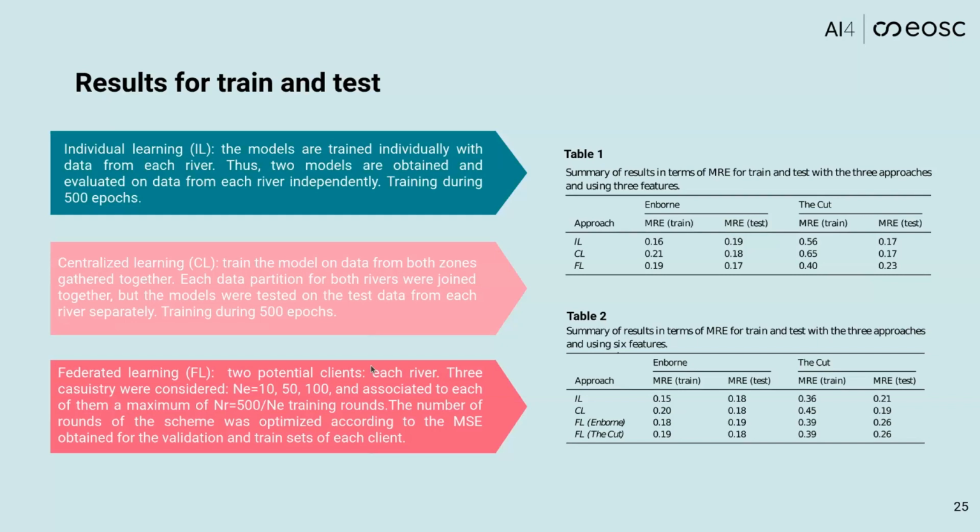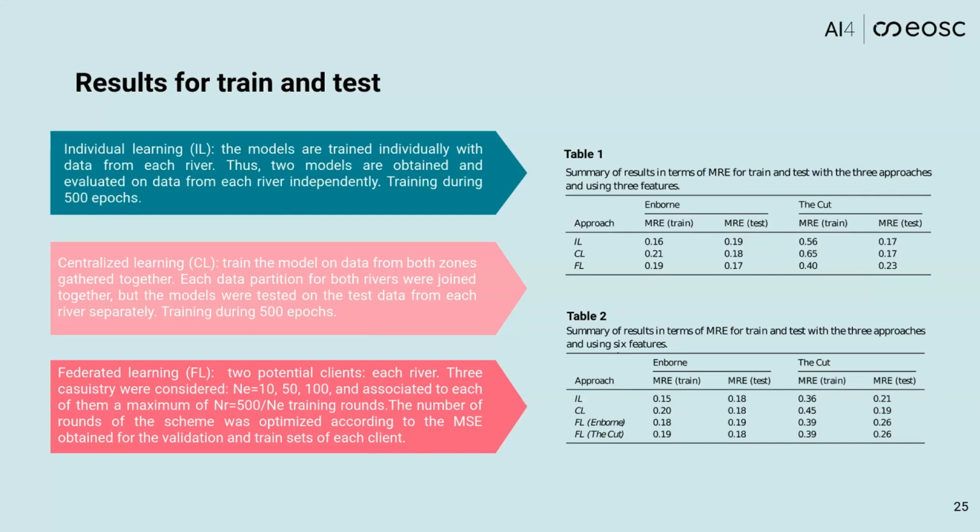And last, we have federated learning. Here it's clear that we have two potential clients, which are each of the two rivers that we have. So we consider three cases here. First, training during 10 epochs, then during 50 epochs, and finally during 100 epochs.